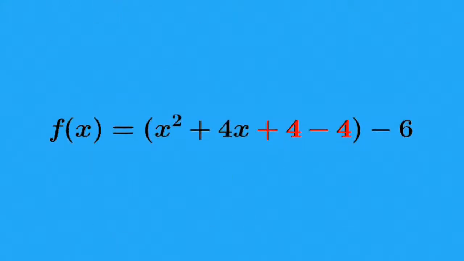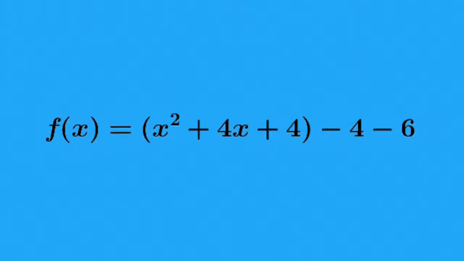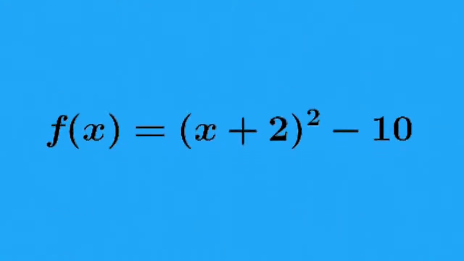My b term in this case was the number 4. Half of 4 is 2, and 2 squared is again 4. So I will add and subtract 4. Since those parentheses are not strictly necessary, I can immediately bring the minus 4 out from within them. Factoring x squared plus 4x plus 4 results in x plus 2 squared. I then combine the minus 4 and the minus 6 to get negative 10. This is our final answer.